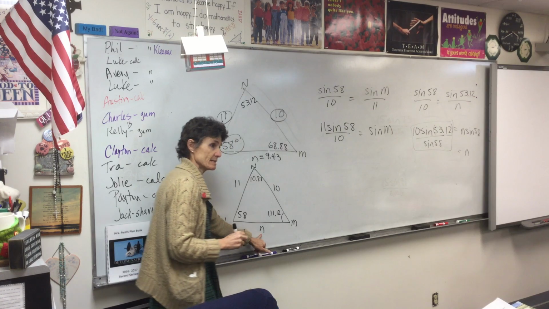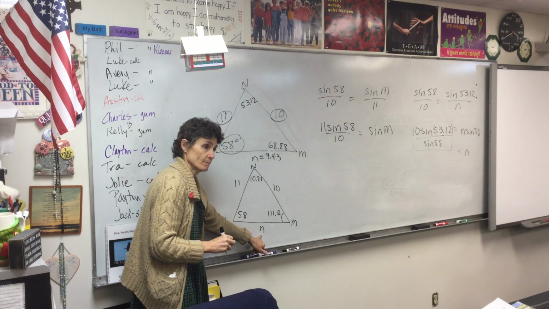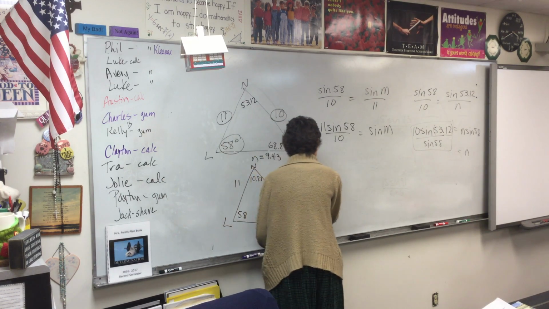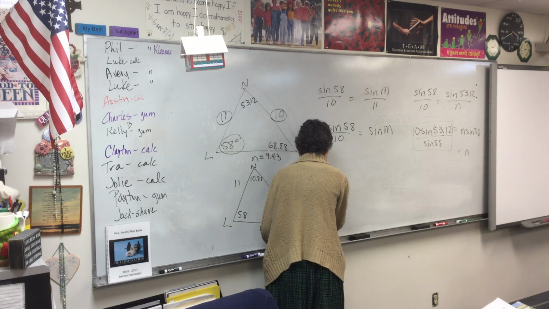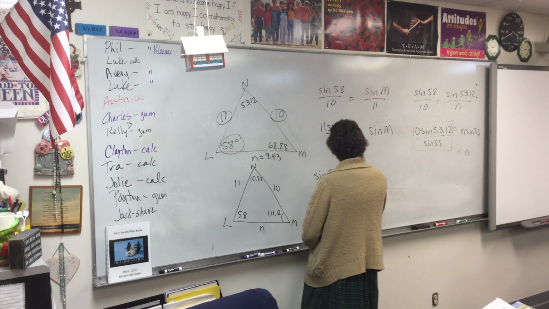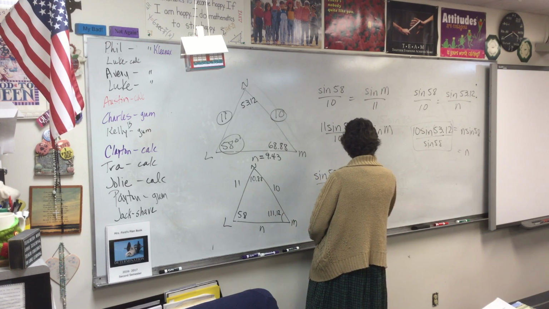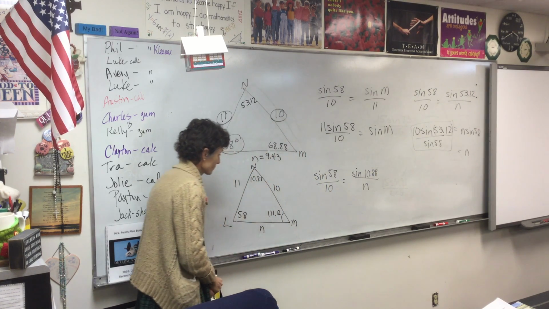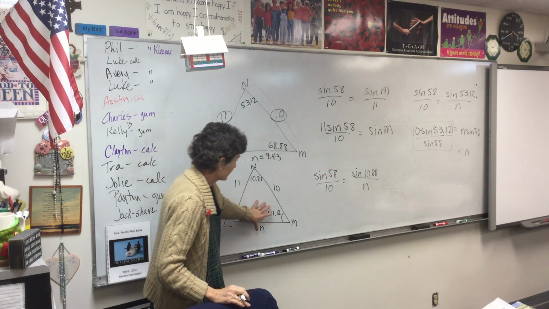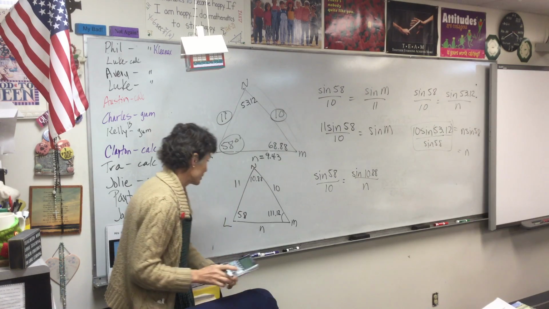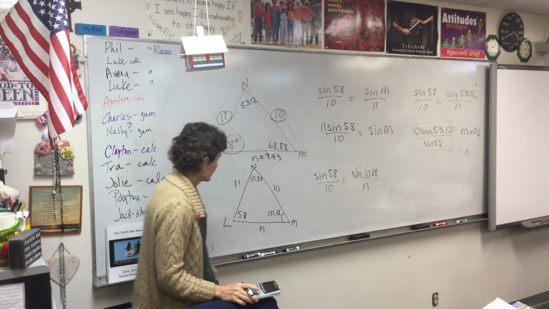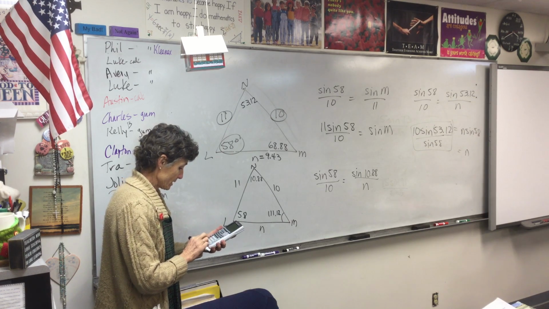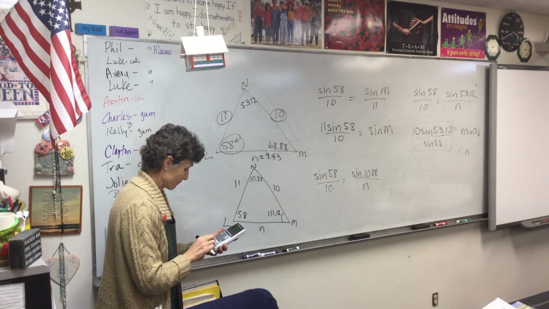And now we need to find this side N. We're looking at this triangle now. So we'll say sine 58 over 10 equals sine 10.88 over N. We're looking at this triangle now, which had exactly the same givens starting with, but turns out we have two possible answers.